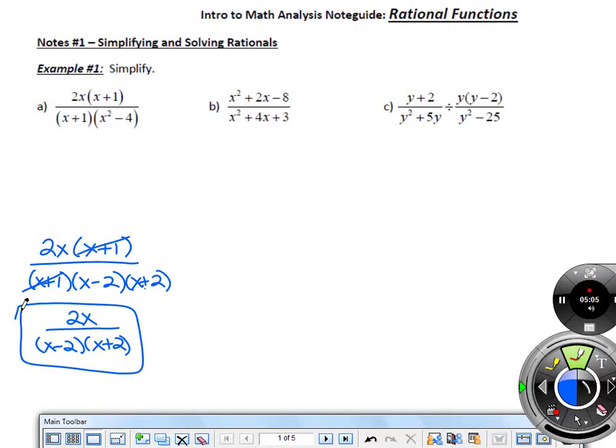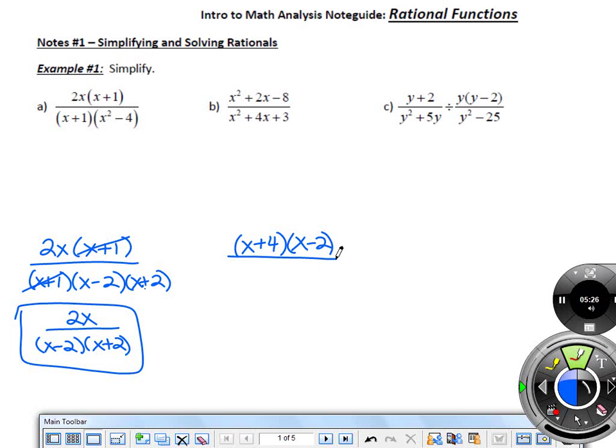Good. Factor before we cancel. Right now, there's one big factor in the numerator and one big factor in the denominator. They don't match, so you can't cancel out their entire thing, and you're not allowed to cancel out pieces of them. So if we go to factor the numerator, it factors as x plus 4 times x minus 2.